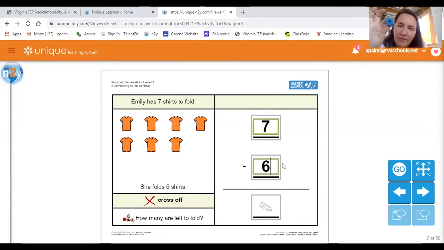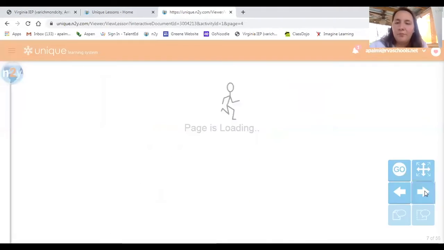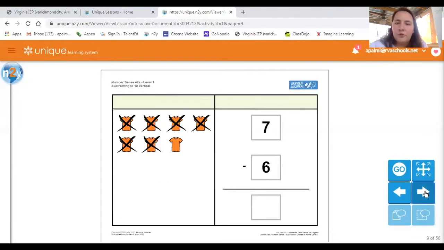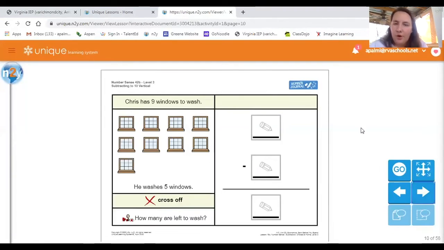Now what do I have left? Beautiful. I hear lots of kids shouting the number 1. That's great. So with your keyboard, I want you to find the number 1 and type it in. Beautiful job. Give yourselves a pat on the back. You're doing a great job. We are going to try another vertical problem.